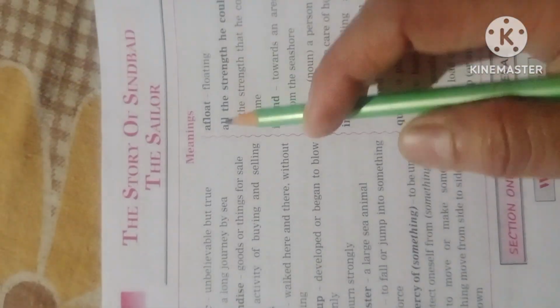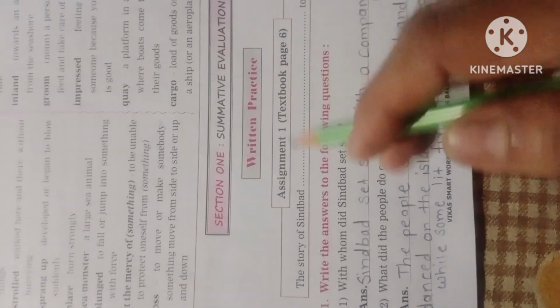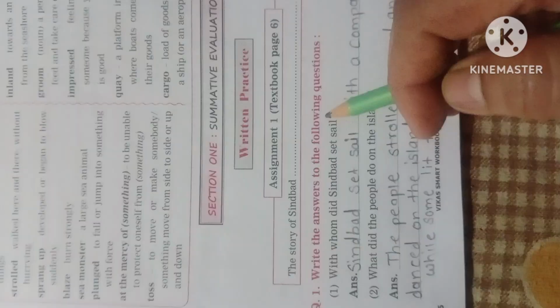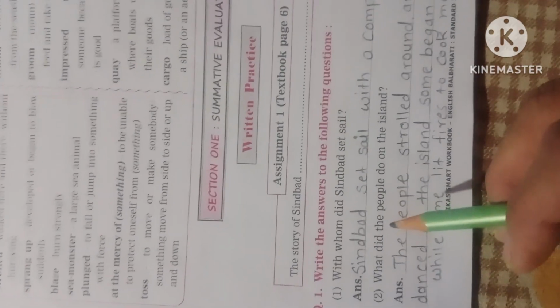Kids, today we will learn the third standard book, The Story of Sindbad the Sailor. Workbook question and answer. Question number 1. Write the answer to the following question. First, with whom did Sindbad set sail? Answer: Sindbad set sail with a company of sailors.